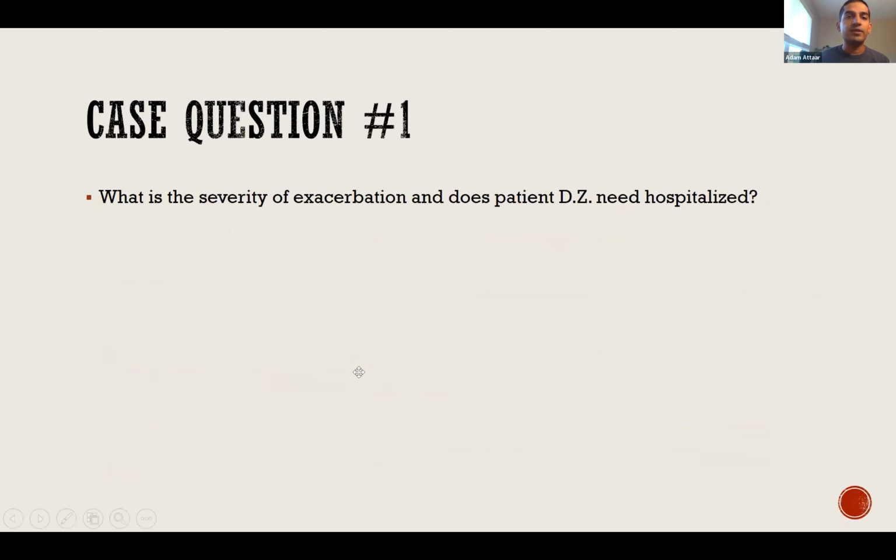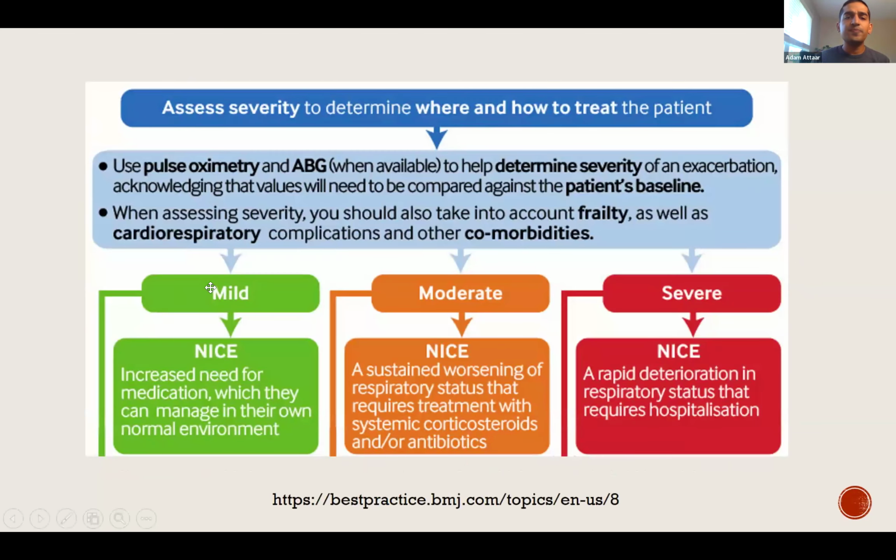So the first question I'm putting to you guys is, how would you rate the severity of this patient's exacerbation, and do they need to be hospitalized? So the guidelines on severity of exacerbation are not clear-cut, but some of the things that you look at are, one, what is their change in respiratory function from their baseline? Also, do they have other comorbidities that increase their risk of complications?